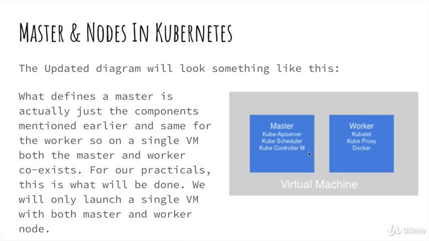Let's say it shares the same memory, and it shares the same disk space as the virtual machine. And for our practicals, this is what will be done. We'll only launch a single VM with both master and worker node. And of course, you can configure the system so that the master is by itself in a separate virtual machine than the worker virtual machines. However, this might not be desired in most cases.